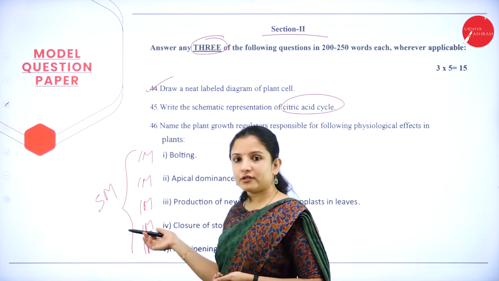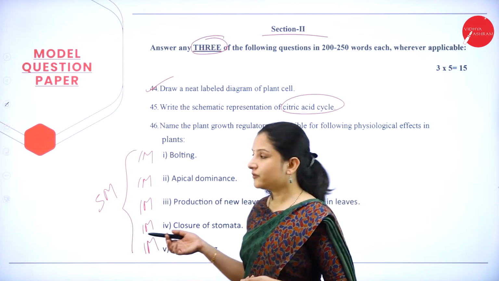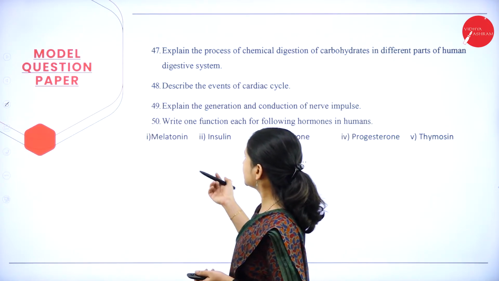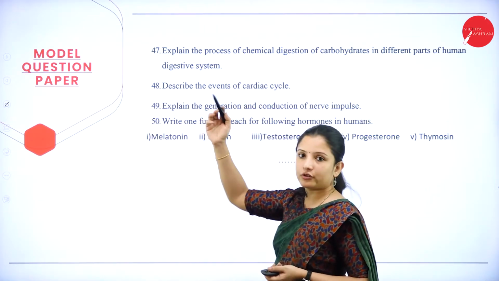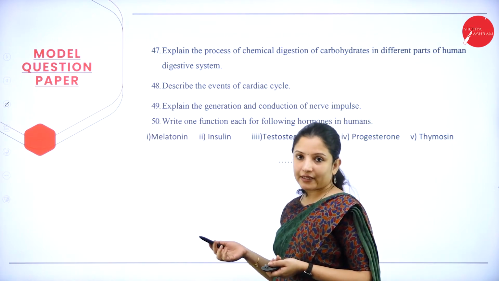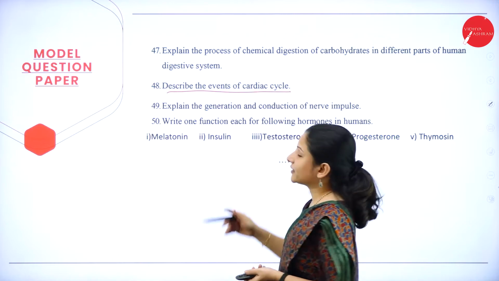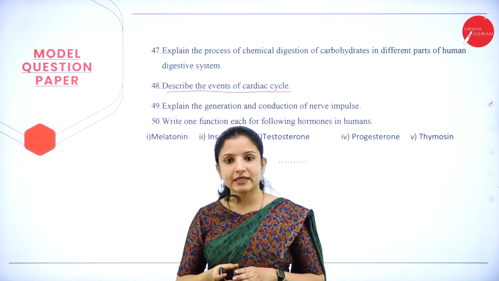So if you mention all the 5 correctly, you will get 5 marks. So this is how they have divided. Here also, if you can see, sometimes they'll not ask for the diagram directly. So they might ask, describe the events of cardiac cycle.